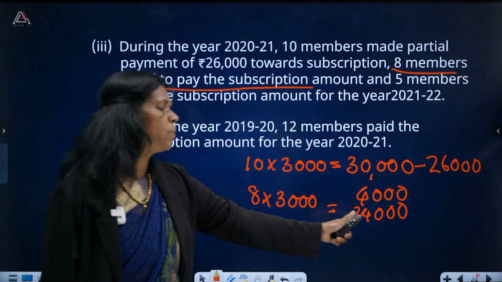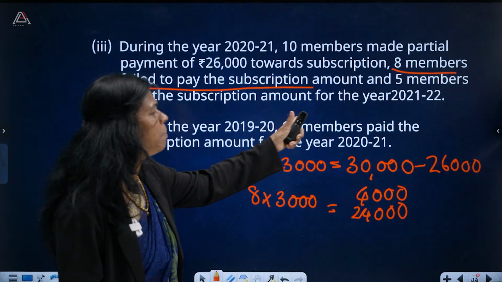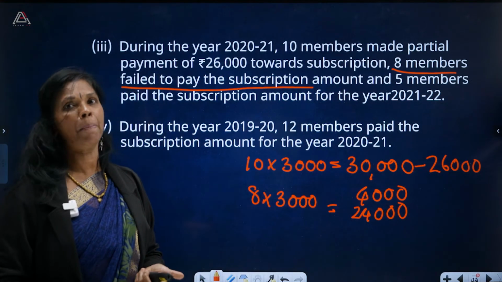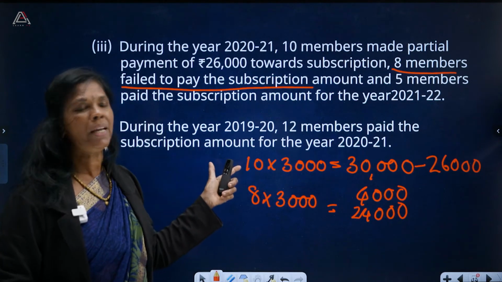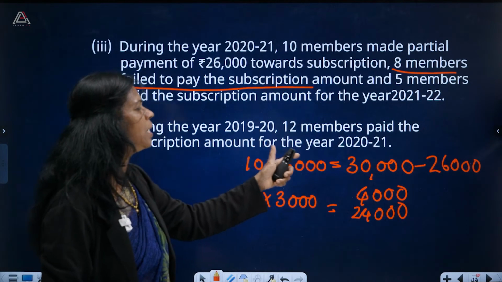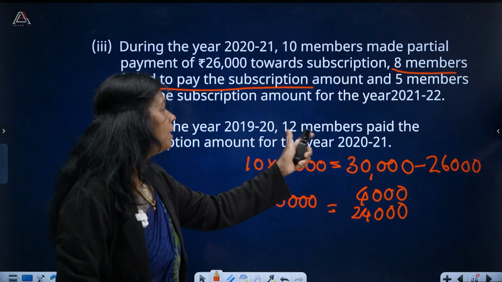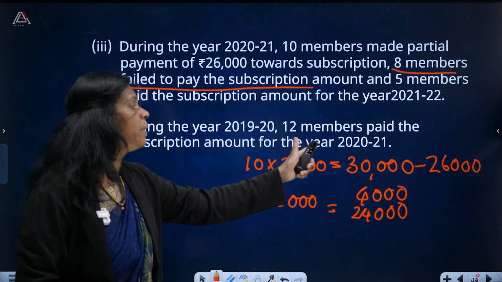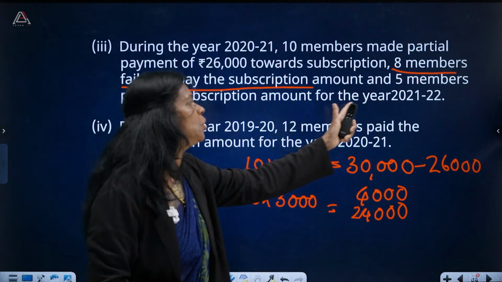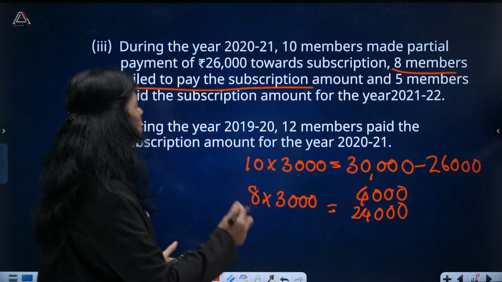8 into 3,000, how much? 24,000. And 5 members paid the subscription amount for the year 2021-22. That is advance subscription they paid. Then here also, during the year 2019-20, 12 members paid the subscription amount for the year 2020-21. They paid the advance amount for 2020-21. This is 2021-22 advance made. Okay, 5 members made subscription advance.